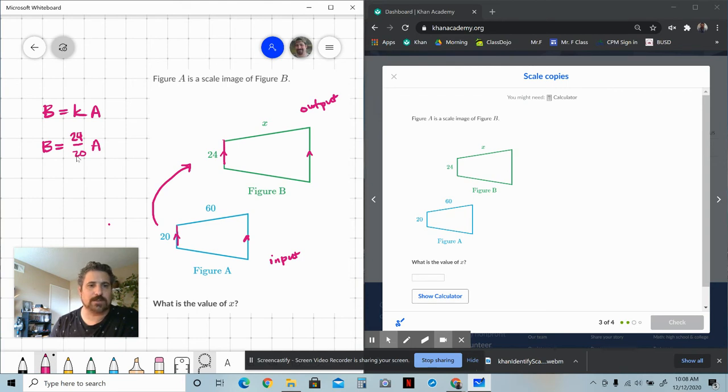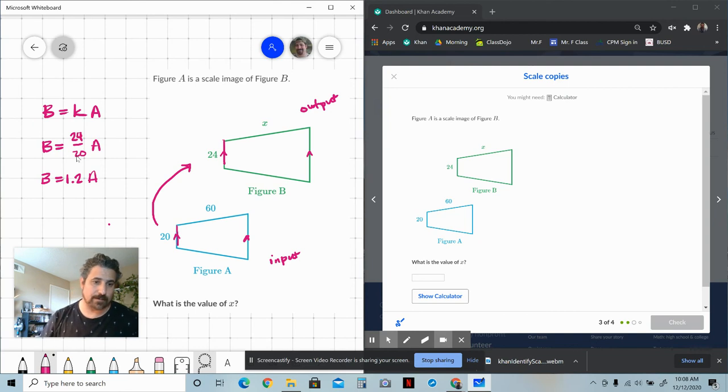That's what it means. Which means that if you think conceptually about what this means in context, it means that figure B is 120% the size of figure A. It's 100% of the length of figure A, and then you add an additional 20% of figure A. That's what it means. Okay? So that's the multiplier, that's your scale factor between the two figures.